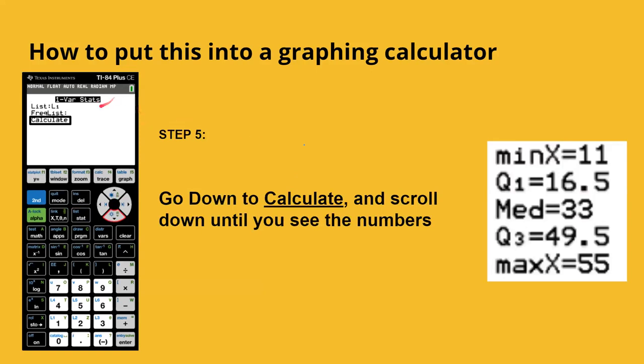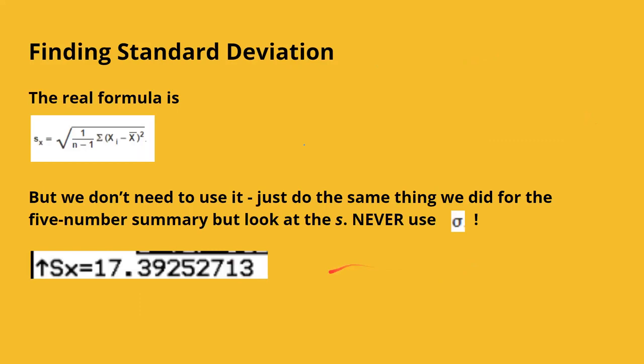So then when you go on that, push calculate. After you go on calculate, there will be a bunch of different things. Push the down button, down, down, down, until you see these things. This is the minimum. This is quartile 1. This is quartile 2, or the median. Quartile 3, maximum. Oh, what do you know? It did it for you. That's how you do the 5-number summary.